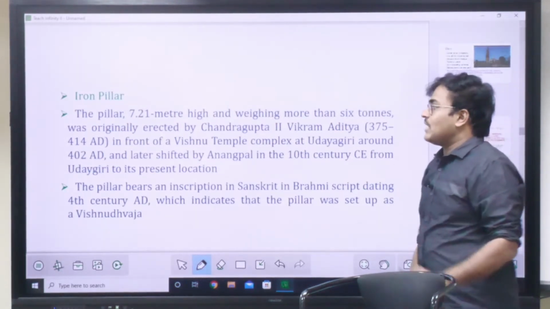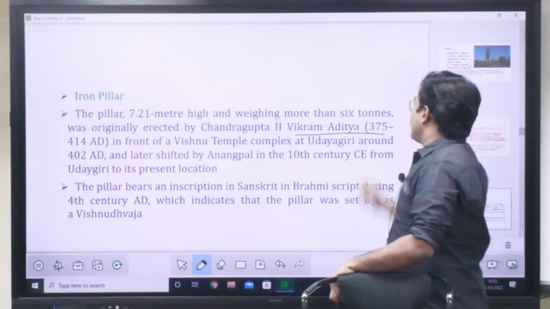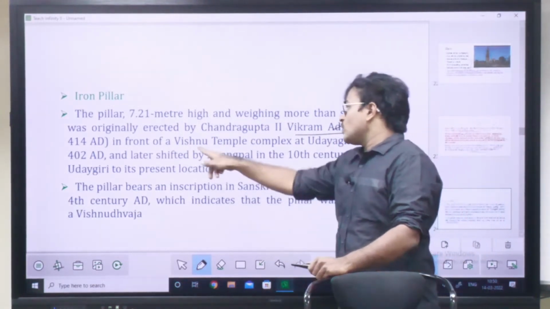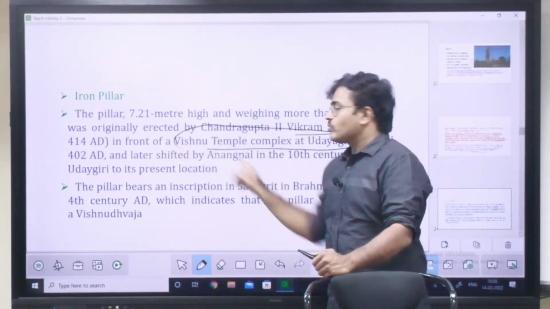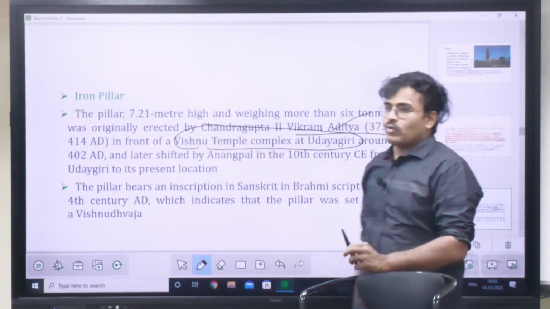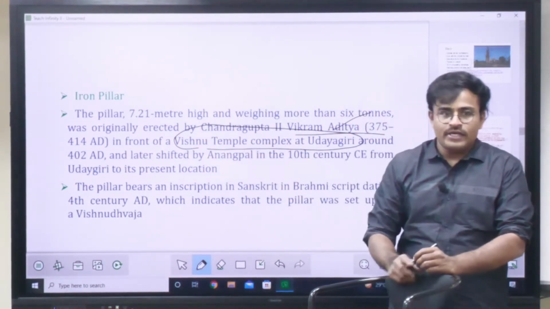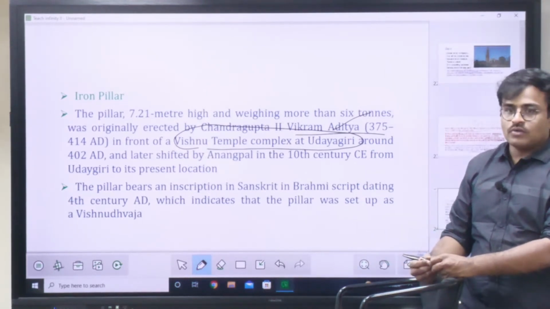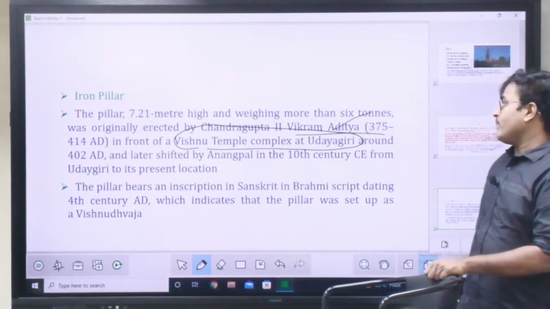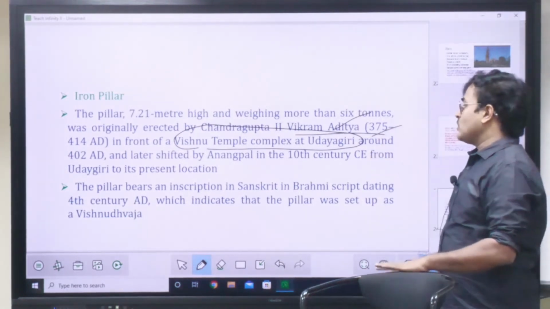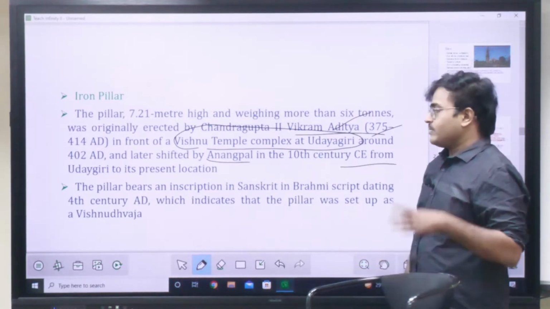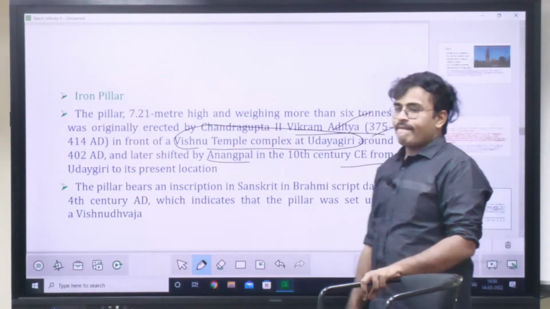Then the next one is the iron pillar. It was originally erected by Chandragupta II Vikramaditya in front of a Vishnu temple at Udaygiri. You highlight this. Remember Udaygiri? Talk about this Udaygiri cave temple, the Varaha Murti image. At the same place there is a Vishnu temple in front of which this pillar was originally established. But Anangapal shifted it to Delhi from Udaygiri.